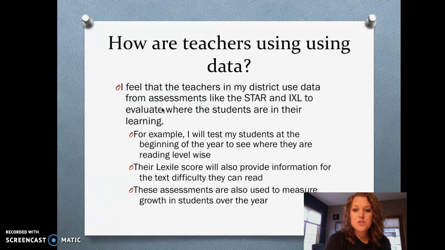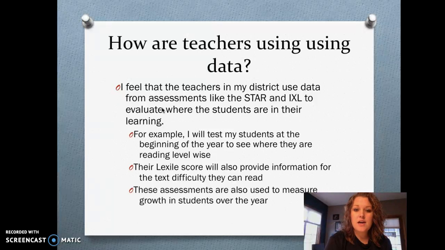How are teachers using data? Apologize for my double use of using there. I feel that the teachers in my district use data from assessments like the STAR and IXL to evaluate where the students are in their learning.